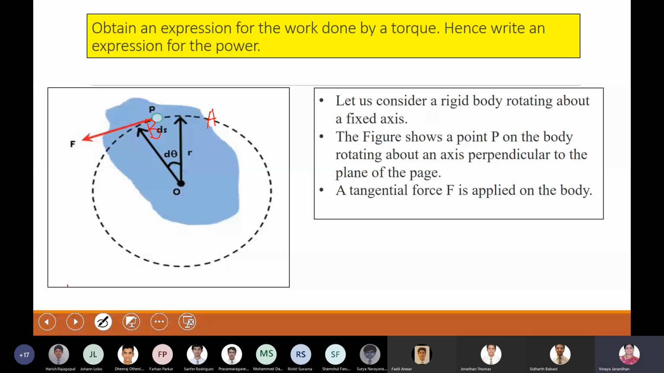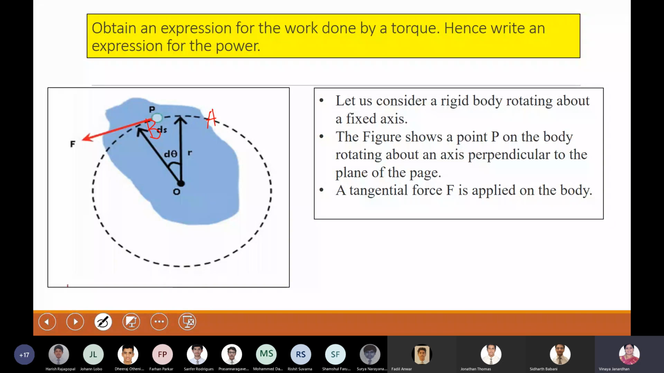Obtain an expression for the work done by a torque, hence write an expression for the power. So when a torque is applied on a body, the body begins to rotate, which means we say the work is done by the torque. And you have to go for writing an expression. Now look at this, boys.